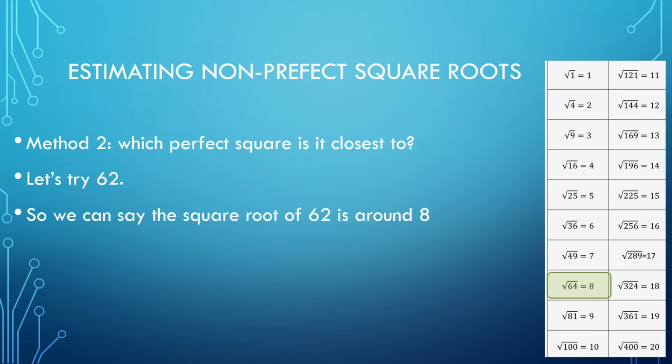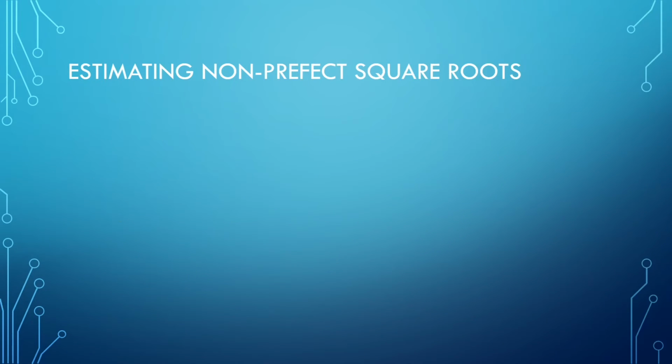Now to use the radical notation, I'm going to write this as the square root of 62 is about 8. The squiggly equal sign basically means approximately, about, or around. Trying one more time.